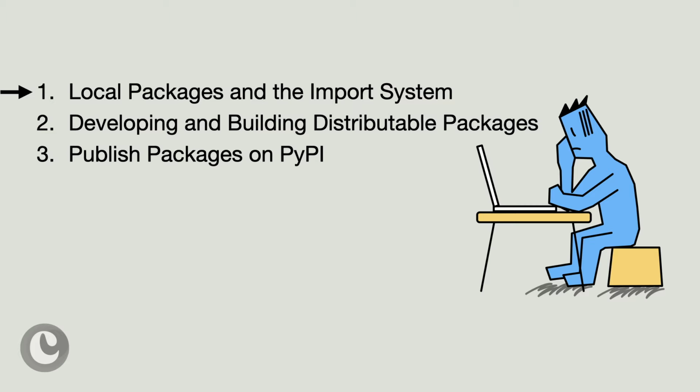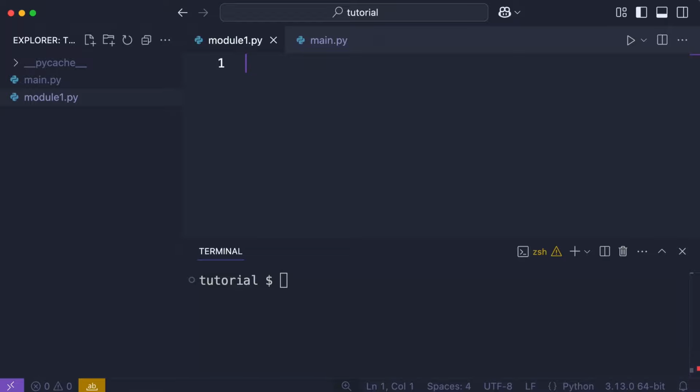You see, Python packages might not exactly be what you think they are, and in order for you to learn how to create distributable packages, you first need to understand modules, packages, and namespaces in Python. Let's start with modules. Look at this project. It has an empty file module1.py, and it has main.py with this code. I execute main, and this is the result.